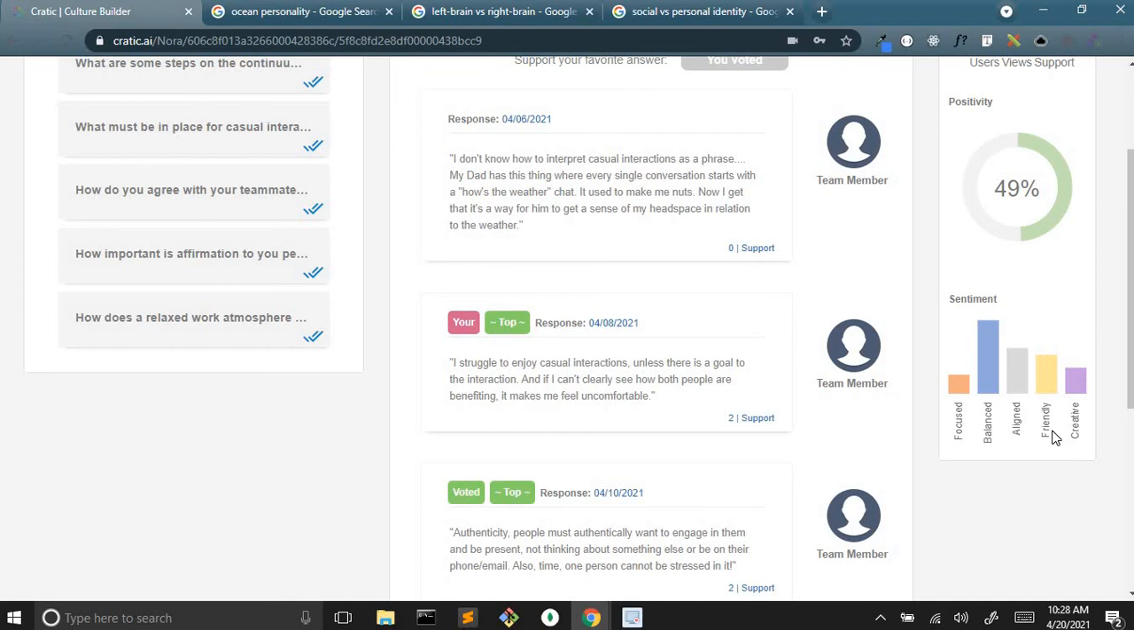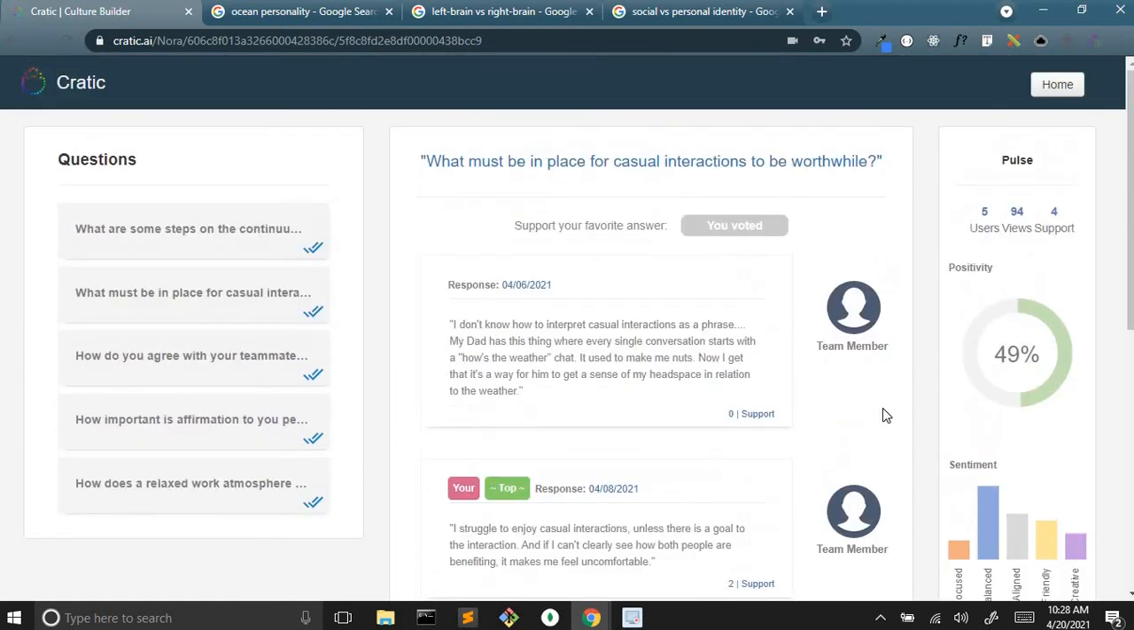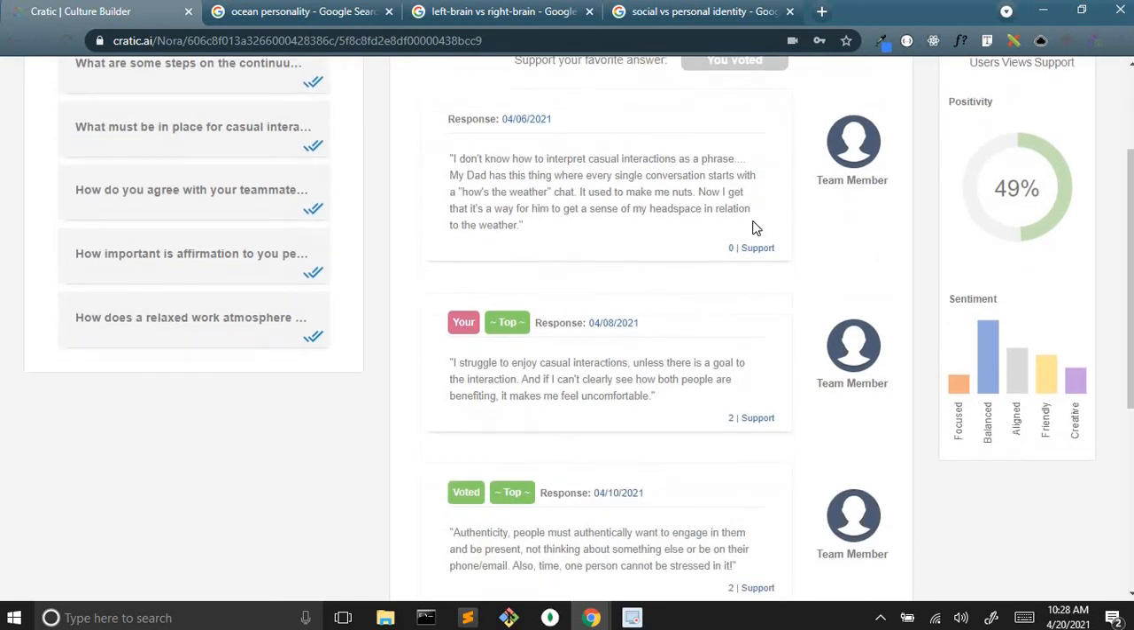So when I look at this, if I look at the average of these three traits, or I look at the average of these outer traits, it's pretty clear to me that this is bringing up more of a group tone, more group-focused thinking, and less individualistic thinking. And it's interesting, if you read the question, what must be in place for casual interactions to be worthwhile? This is obviously talking about interacting with other people, and that also kind of resonates with what we're seeing here.